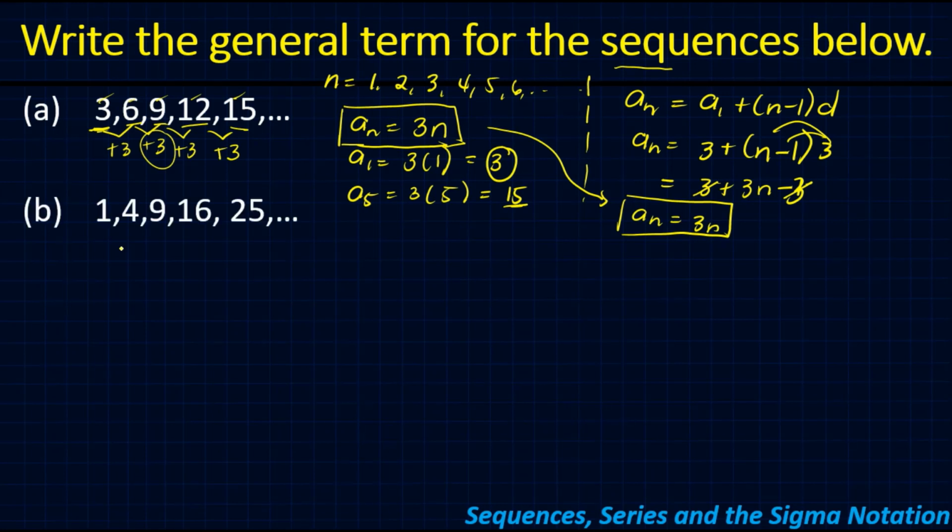Next, how about if we have 1, 4, 9, 16, 25, and so on? Let us check if there is a common difference. To obtain 4 from 1, we add 3. To obtain 9, we add 5 to 4. So we have 3, then 5. And what will we do to 9 to obtain 16? We will add 7. And what will we do to 16 to obtain 25? We are going to add 9.